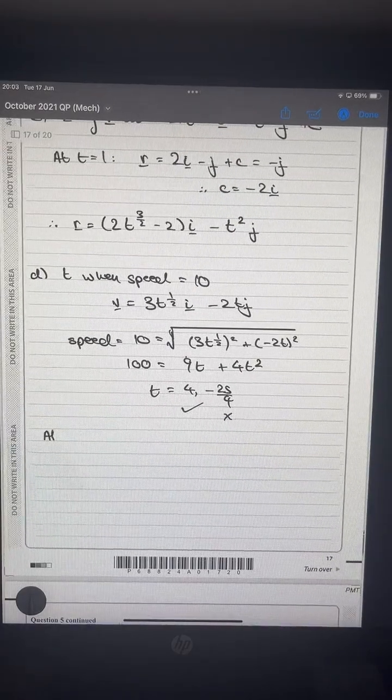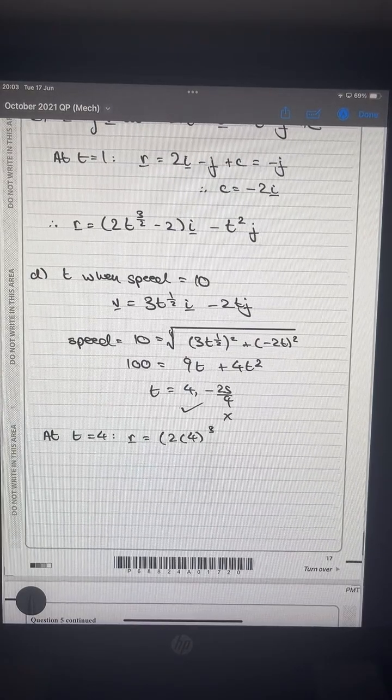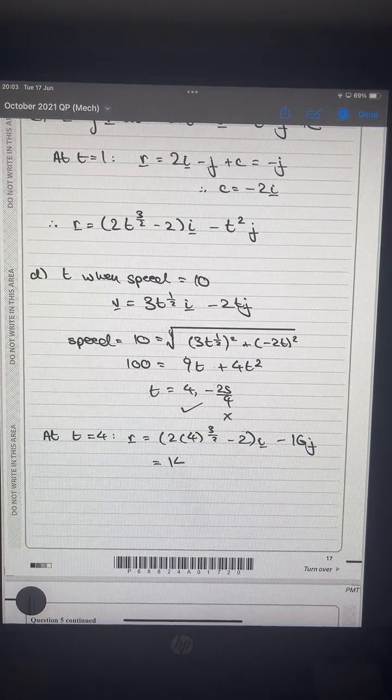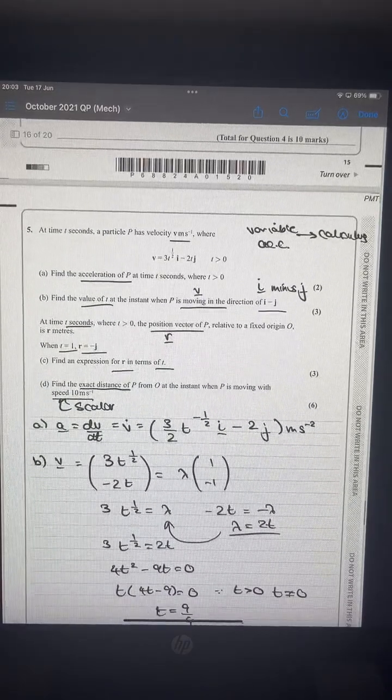So at t equals 4, r is going to be equal to 2 times 4 to the 3 over 2 minus 2i minus 4 squared is 16j. That is going to be equal to 14i minus 16j. Have I answered the question now? I'm going to tell you, no, I have not.